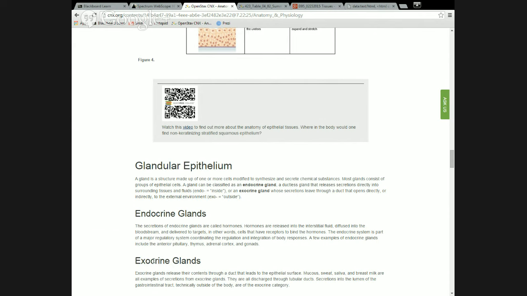So mucus glands in your respiratory tract, digestive glands in your digestive tract, the glands in your reproductive system, and well, there's not really glands in your urinary system, but anything that secretes across a mucous membrane into one of those tracts is considered an exocrine gland, just like a sweat gland or a mammary gland or a wax gland or something like that. These two types of glands are glandular tissue.